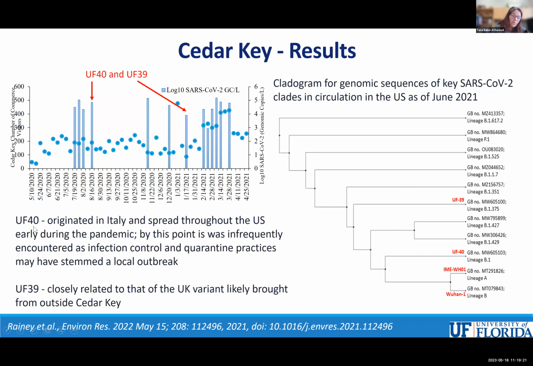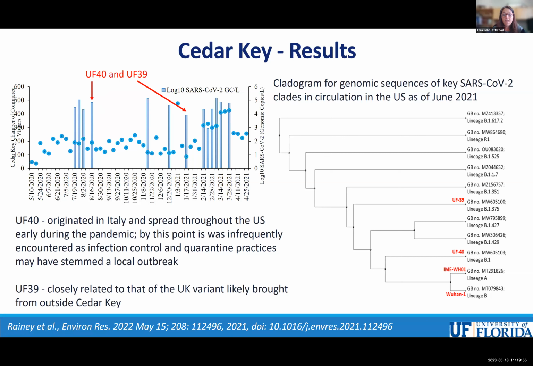And what we knew about UF40 was that it originated in Italy and spread throughout the US early during the pandemic. So it took a little while for it to actually be seen in Cedar Key. But right after that, there were a lot of infection control measures put into place. And we think that's why we didn't see it circulated further on in time when we sequenced samples past August for that specific variant.